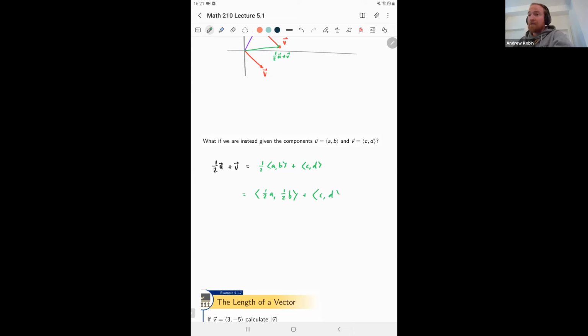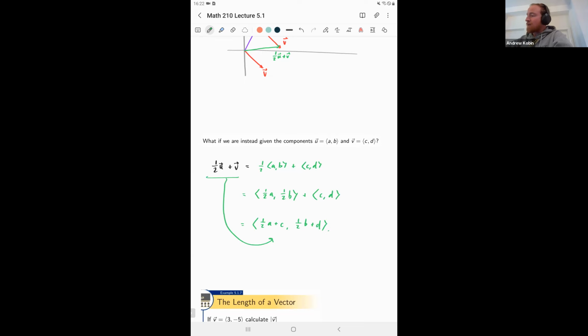Now I have two vectors, and I want to add them together. The algebraic way to do that, or the coordinate-wise way, is to add the coordinates individually. So I'll have 1/2 a plus c and 1/2 b plus d. In the future, we're probably going to skip straight from this step down to this step and not think too much about it, but it's important to see how these two different procedures happen independently. So we first scale and then we add.